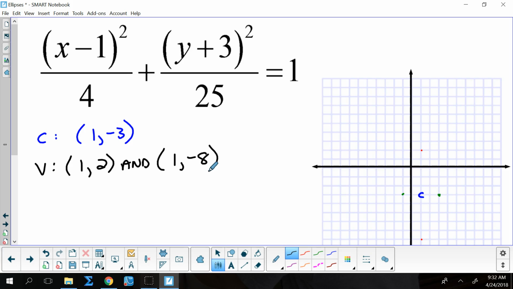Now we can draw it in. Now, I will tell you, just quick side note, this is not an ellipse. That's pure laziness. Okay? All right? Ellipses are curved.